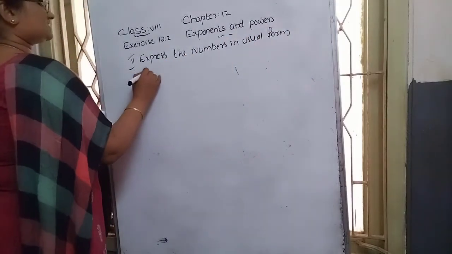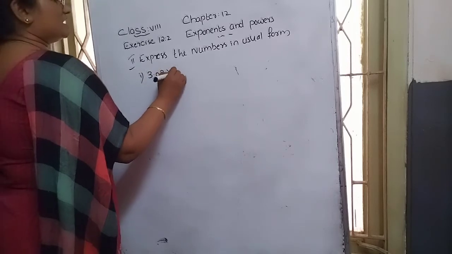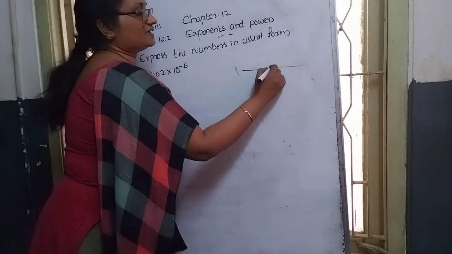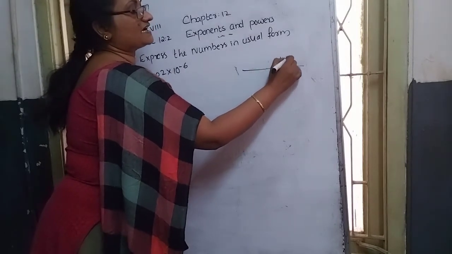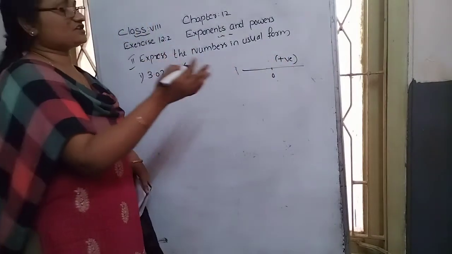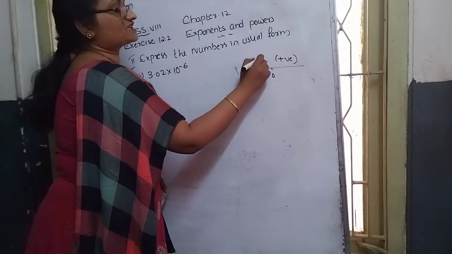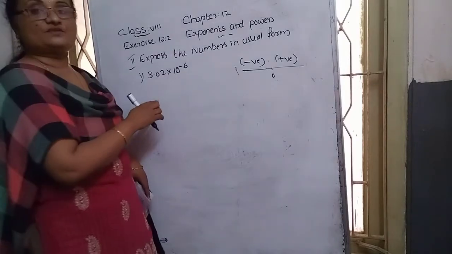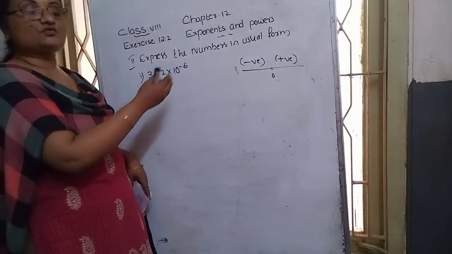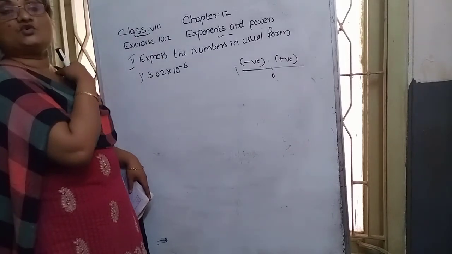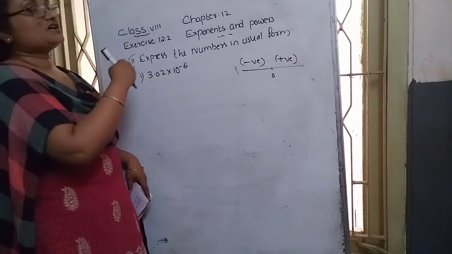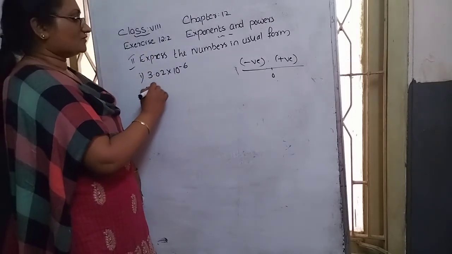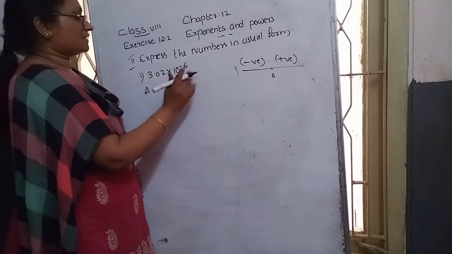First question is 3.02 into 10 power minus 6. We know that on the number line, 0 means zero, the right side part represents positive values, and the left side part represents negative values. Here also, the power is a negative power, so which side do we move? Left side. Moving left means a negative power, moving right means positive. Here the question is given in negative power, so we move to the left side.